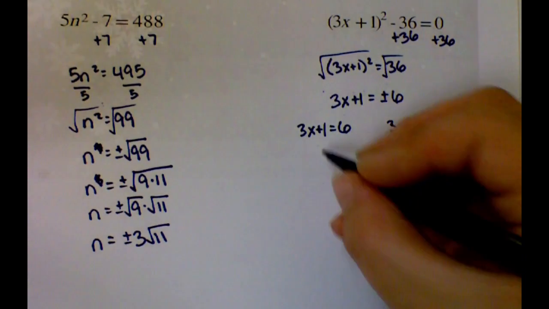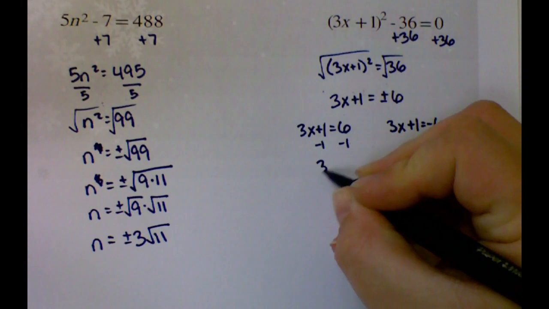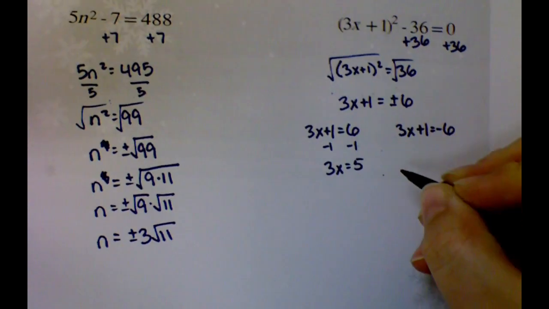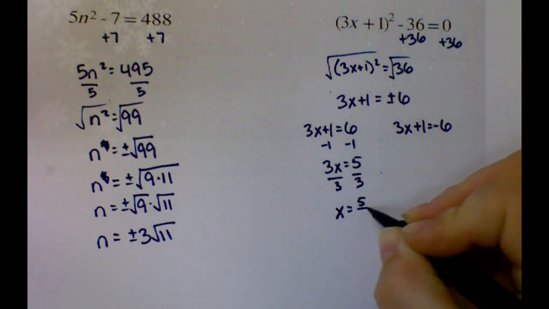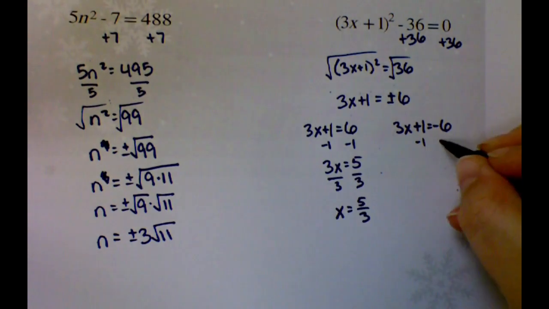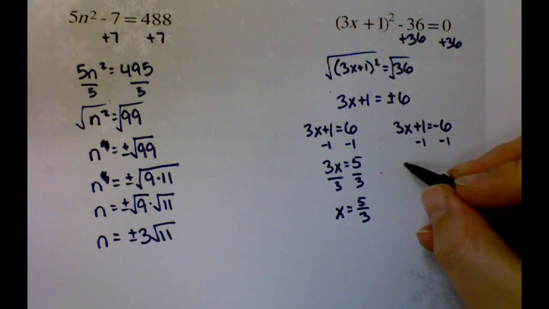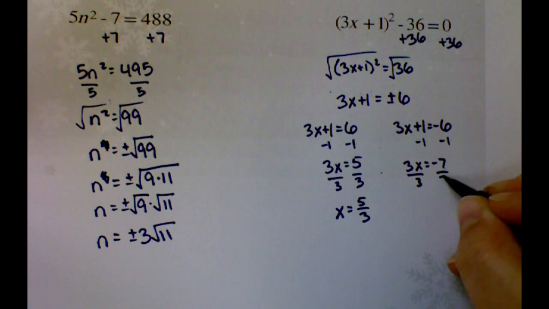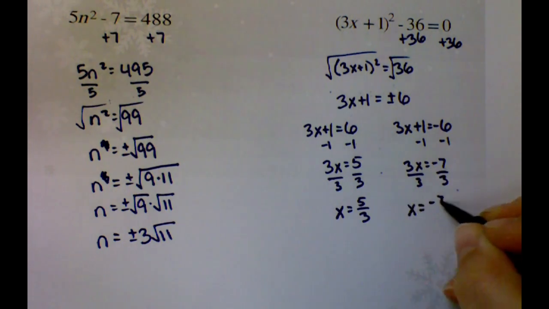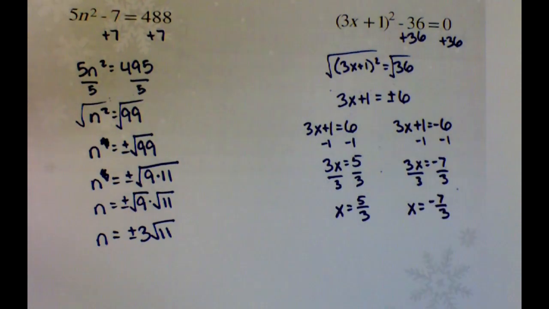So we're going to solve each of these, so I'll subtract 1 from both sides, giving me 3x equals 5, and then divide by 3, giving me x equals 5/3. And the other one will solve exactly the same way. I'll subtract 1, giving me 3x equals negative 7, and then I'll divide by 3, giving me x equals negative 7/3. There are my two answers.